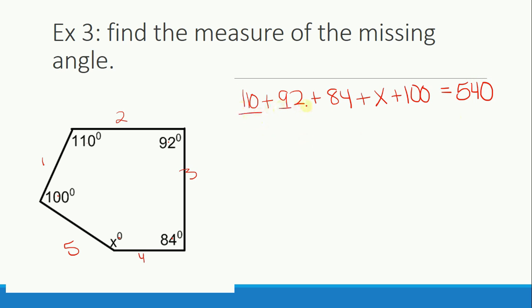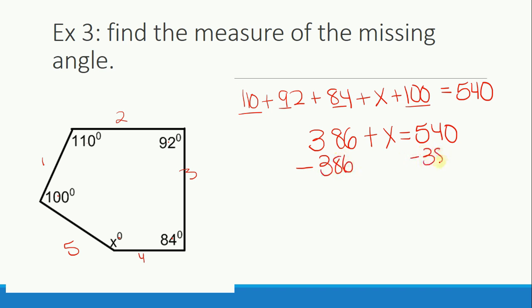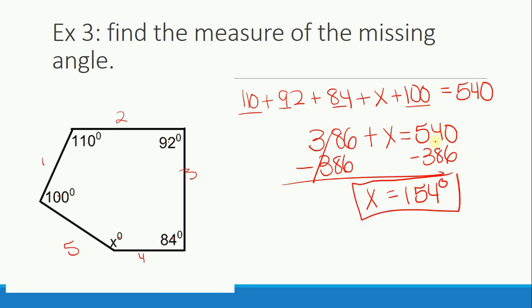Now, let's combine all of these numbers together. That is 386 plus x equals 540. Need to subtract 386. So I get x equals 154 degrees. Yeah, that's right.